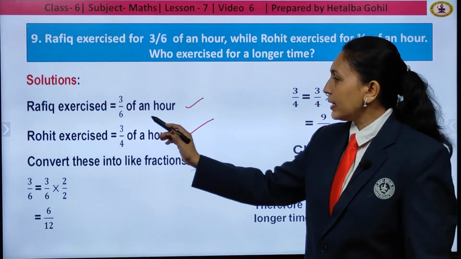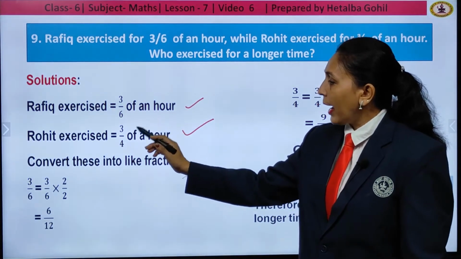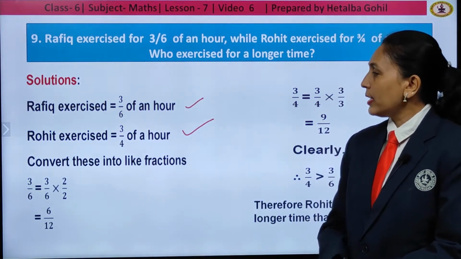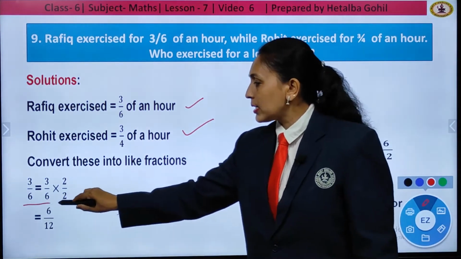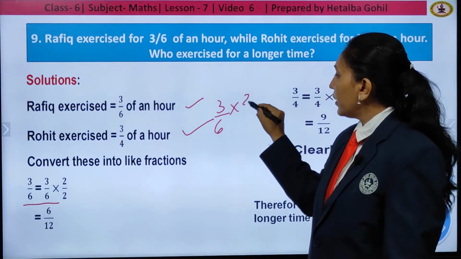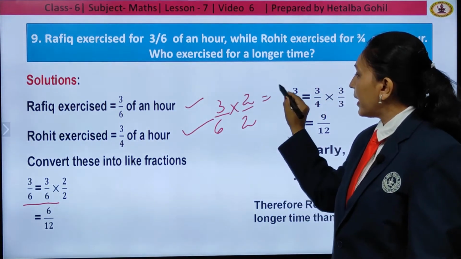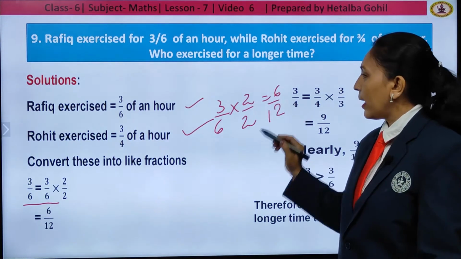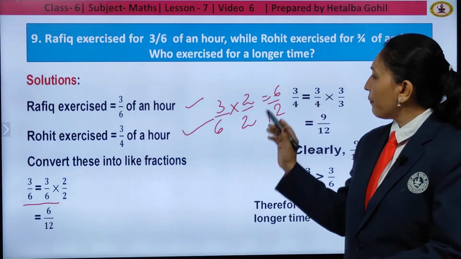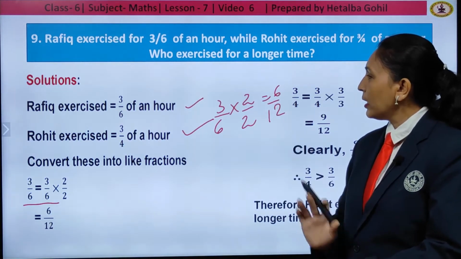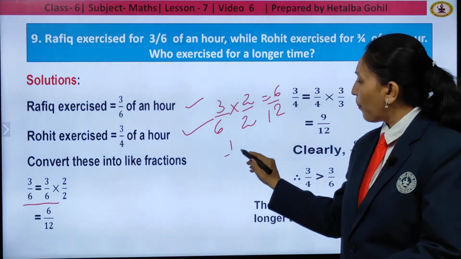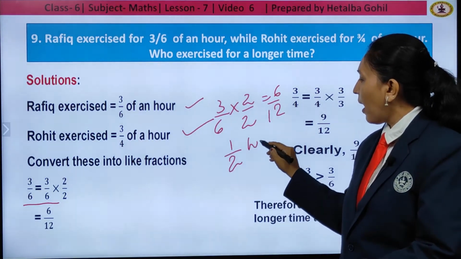Okay, so let me take the LCM of 6 and 4, which I am going to get here as 12. So let us convert 3 by 6. Let me convert with the denominator 12. I will get 6 by 12. Okay, now that is of Rafiq. So Rafiq had exercised 6 upon 12 of an hour. That means you can also take it as 1 upon 2. That is a half an hour.